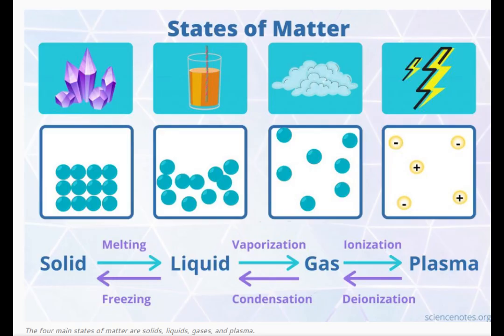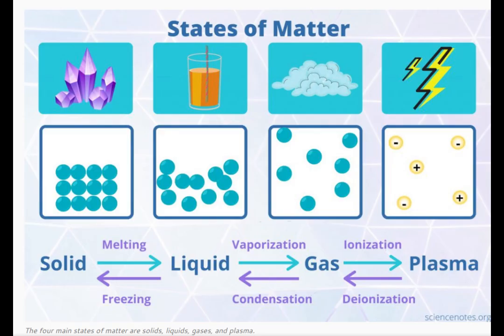1.3 Common examples of gases. Oxygen, O2, essential for respiration. Carbon dioxide, CO2, produced by breathing and combustion. Nitrogen, N2, makes up about 78% of Earth's atmosphere. Hydrogen, H2, the lightest gas, used in fuel cells.